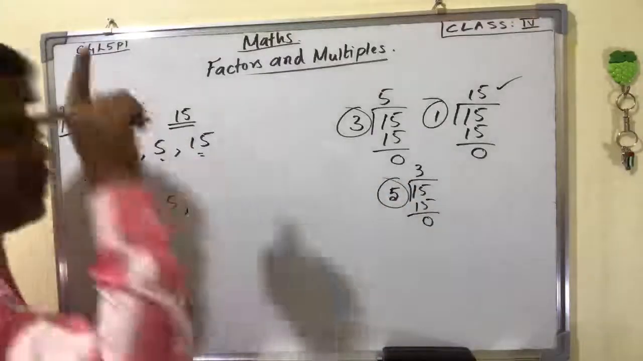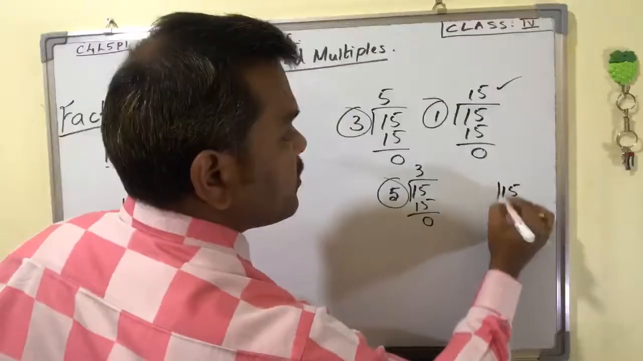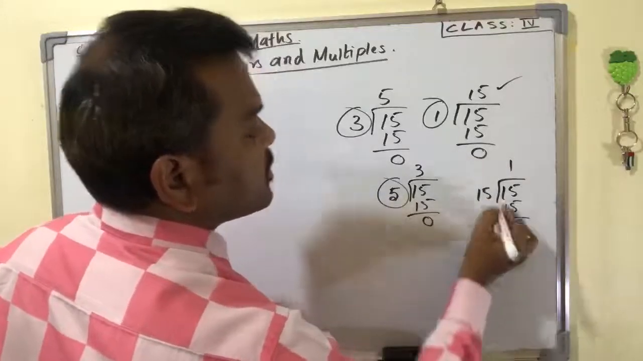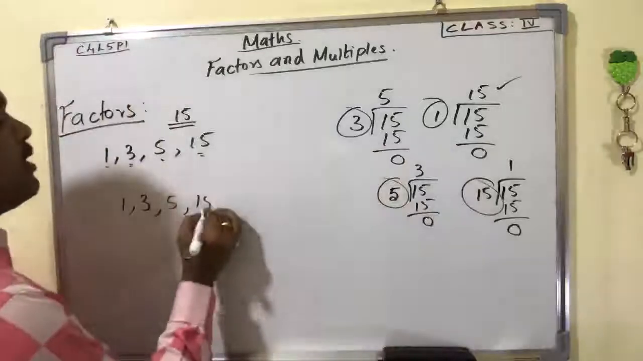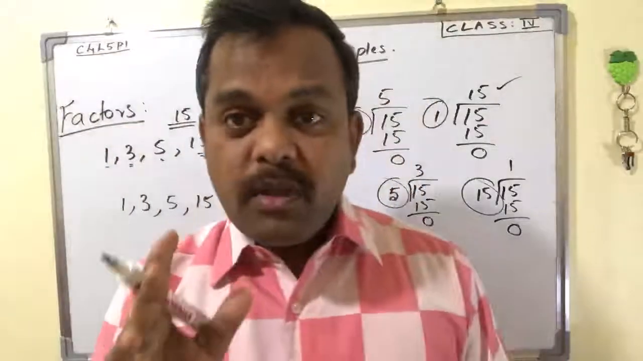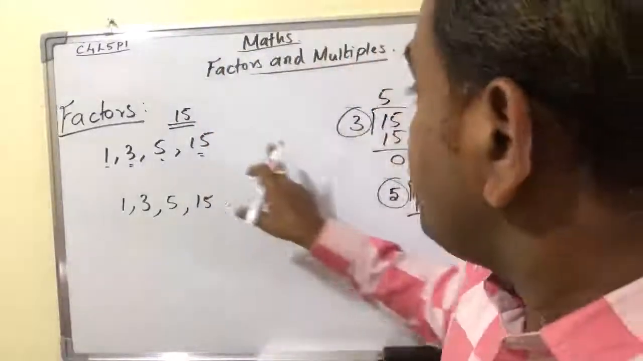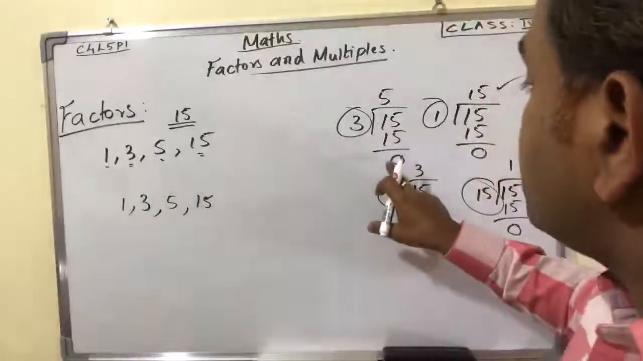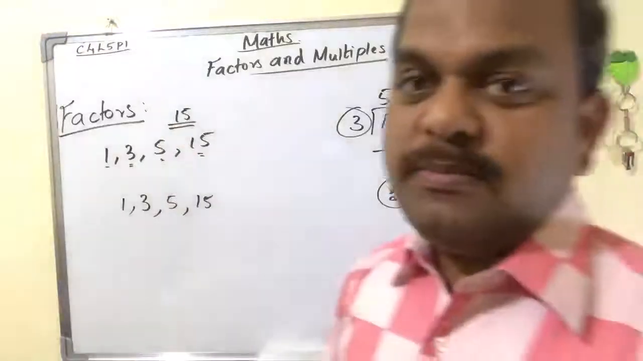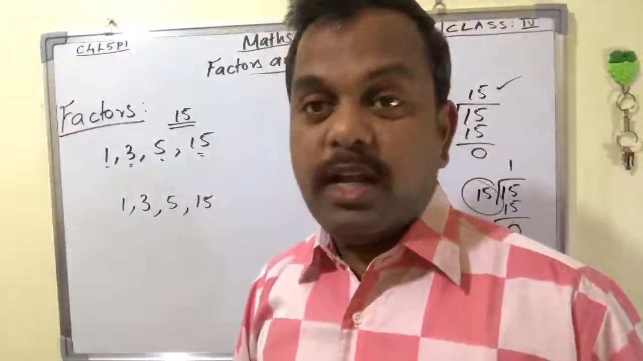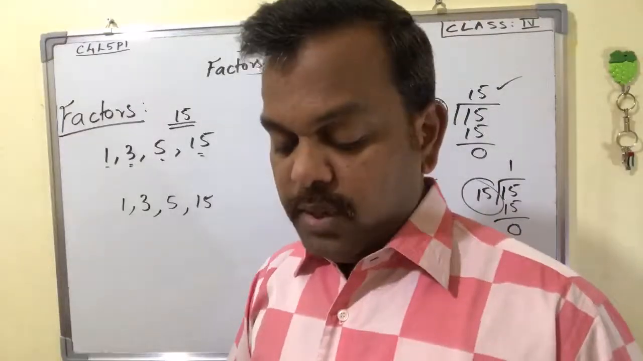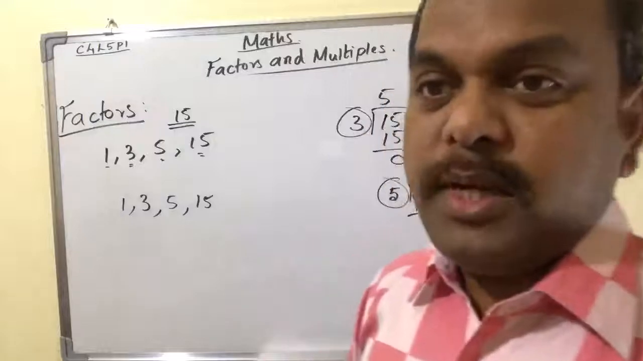What about 15? Yes, 15 also. 15 by 15. 1 15 is 15, balance 0. 15 is also a factor of 15. So our concept is, what is the concept? A number that divides a number without leaving any remainder is called a factor.